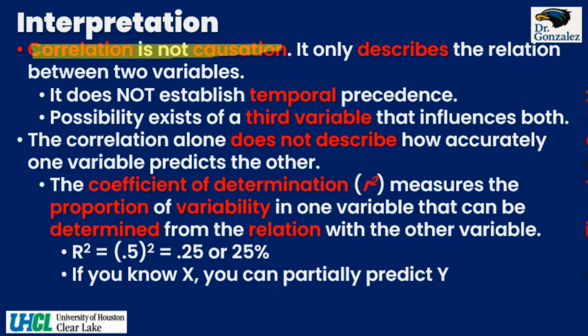So why? It does not establish what we call temporal precedence. Precedence means it takes place first, and temporal has to do with time. So when we say a correlation is not causation because it doesn't establish temporal precedence, it means that we don't have an X causes Y relationship because X happened before Y in time. First, you got therapy, then I tested to see how depressed you were. That's temporal precedence.